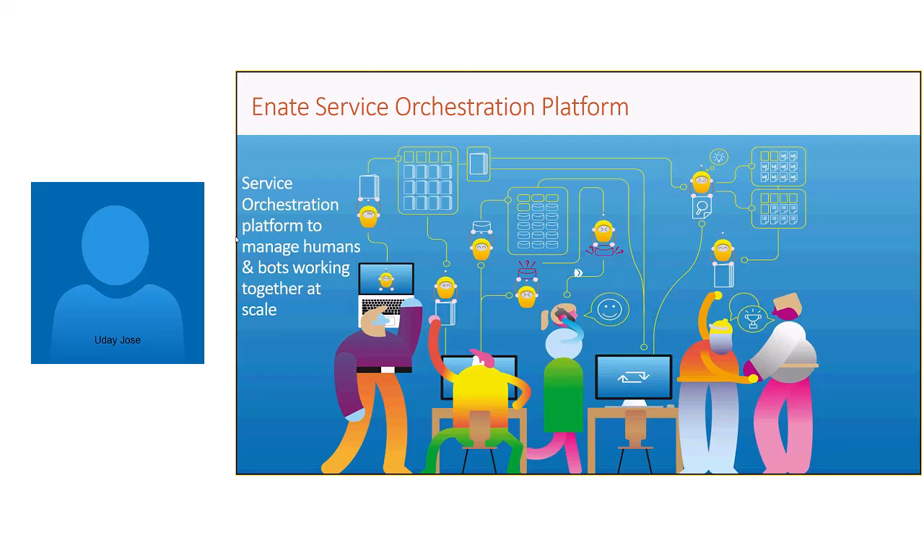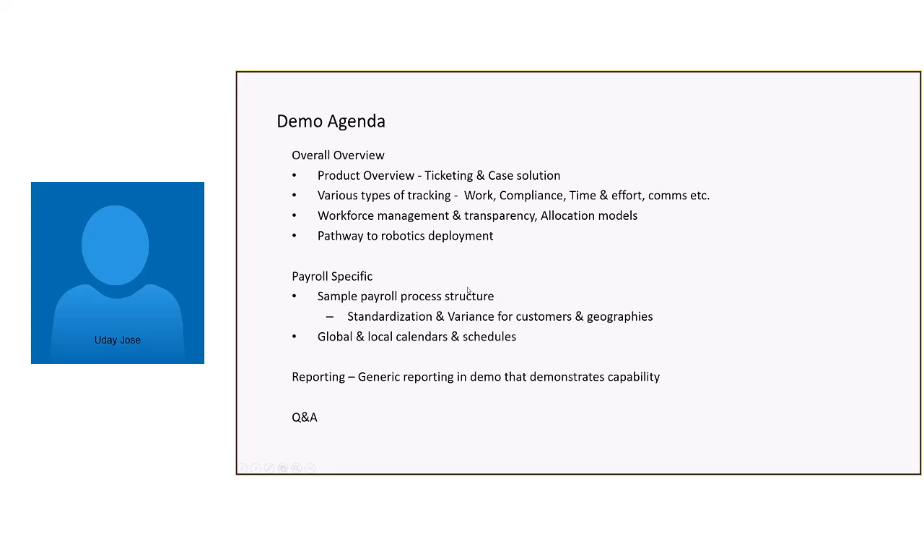In terms of today's agenda, I'm not going to read out all of this, but I'll quickly cover the basic structure. We'll first go over the product as a whole, having a look at some of the key areas, so ticketing, case, how work gets tracked, effort, all that sort of stuff. How you have transparency, run various types of allocation models, and then how we support a robotic deployment roadmap if that's of interest.